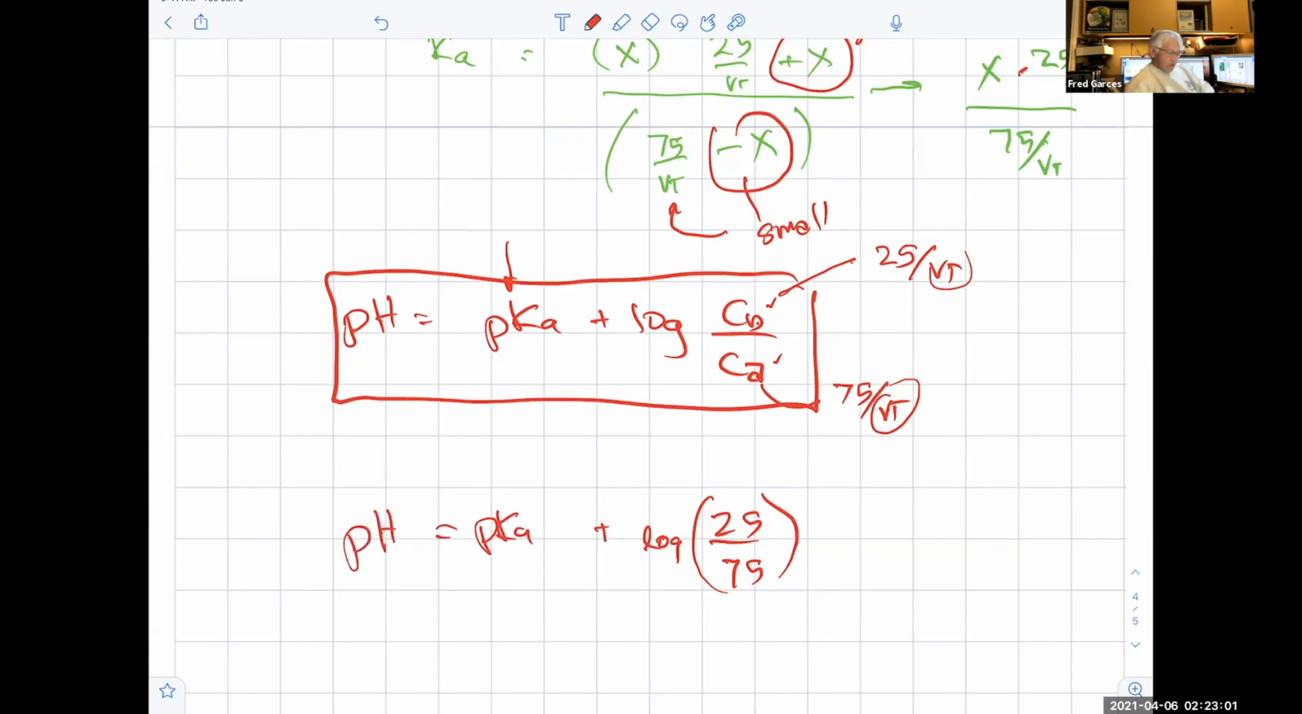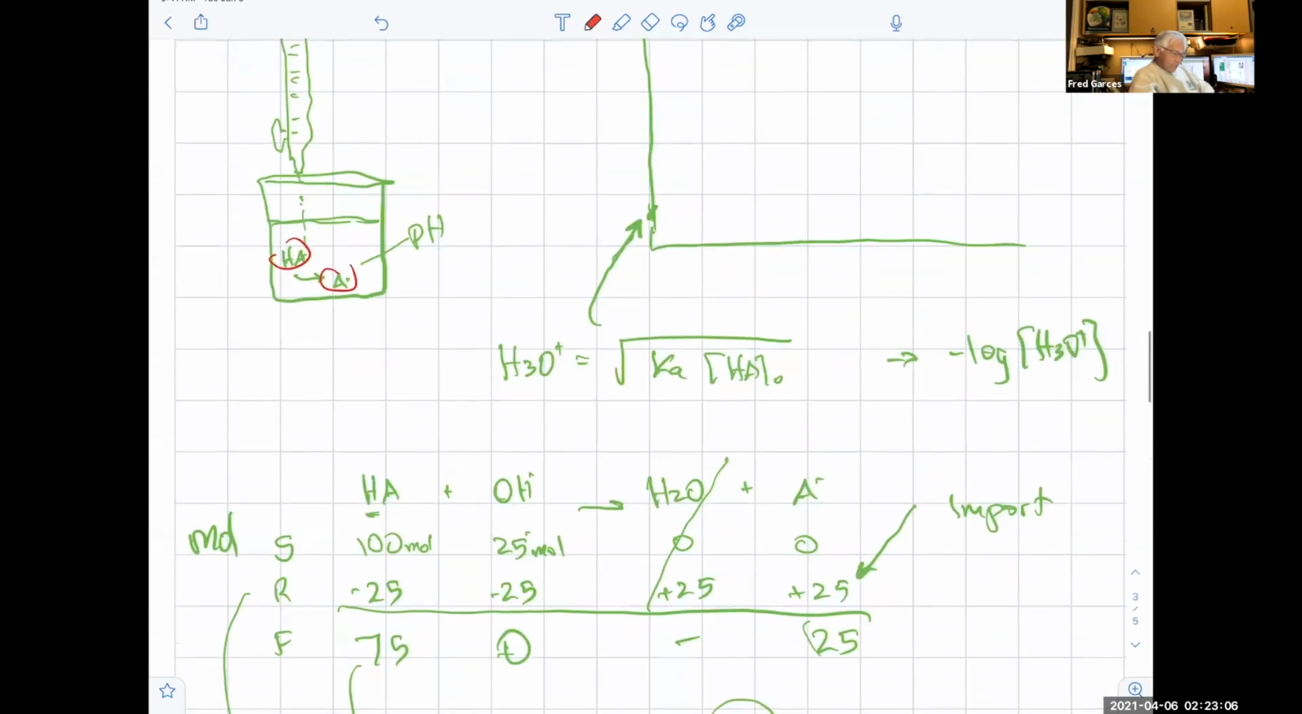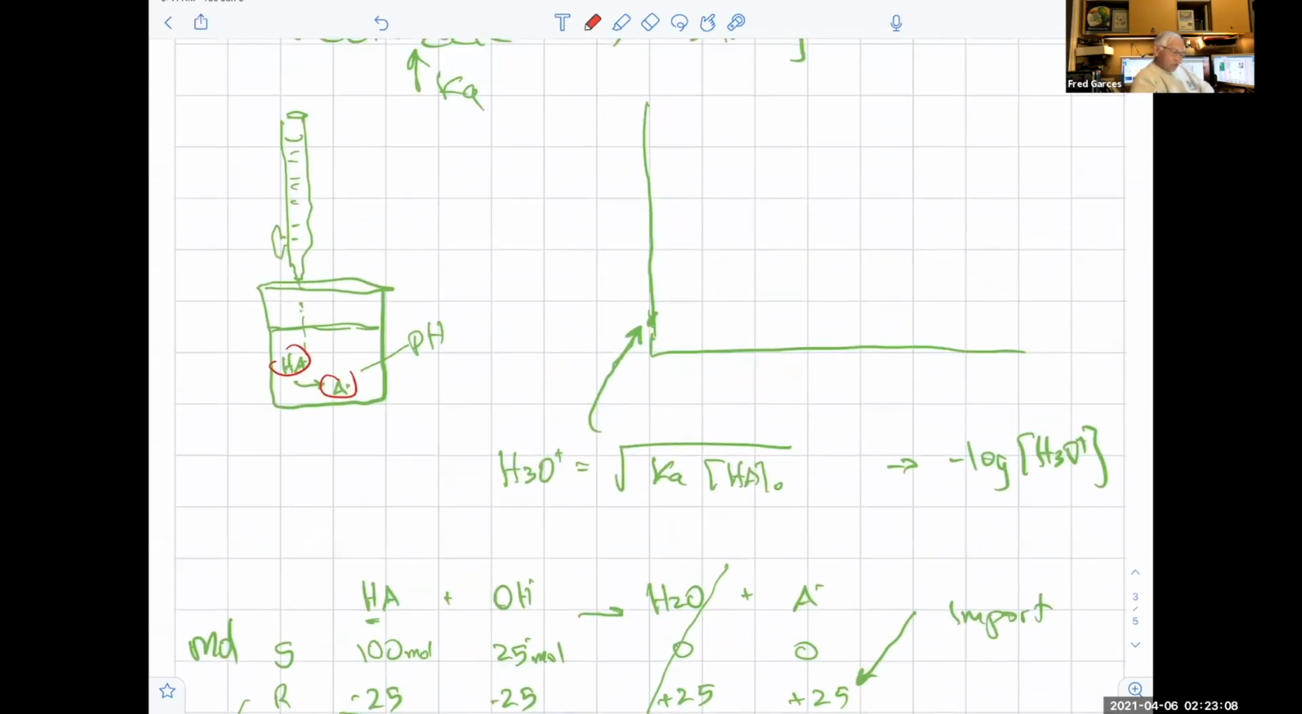We can use this equation directly. It's called the Henderson-Hasselbalch equation. And we can use this equation once we start adding titrant and we start forming its conjugate. So from this point all the way to right before I reach the equivalence point, that's the buffer region. This is called the buffer region. And if you have the buffer region, use the Henderson-Hasselbalch equation.